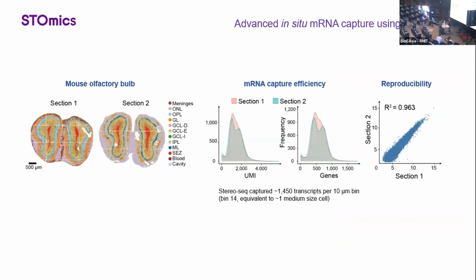And also to test the reproducibility, we sequenced two mouse olfactory bulbs, section 1 and section 2. We compared the UMIs and genes, and we found the reproducibility is very high, about 96.